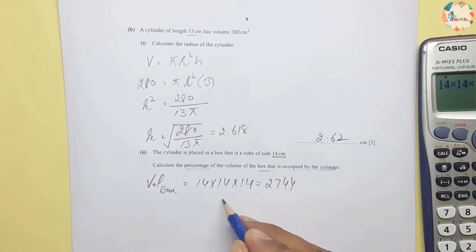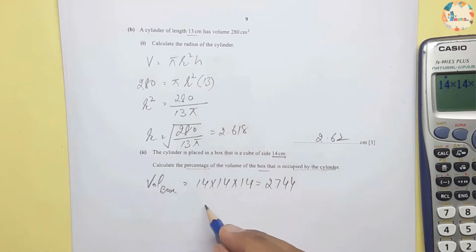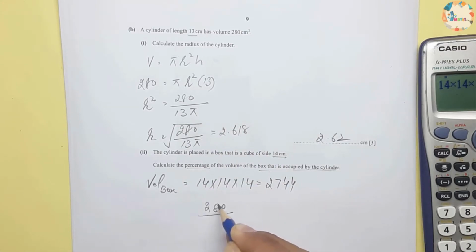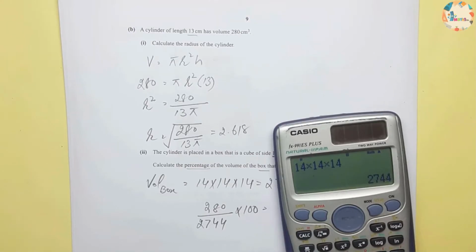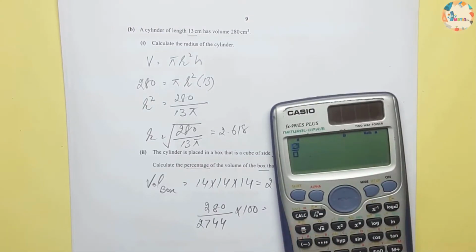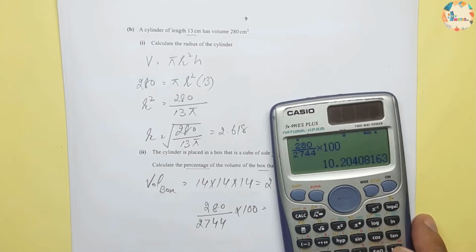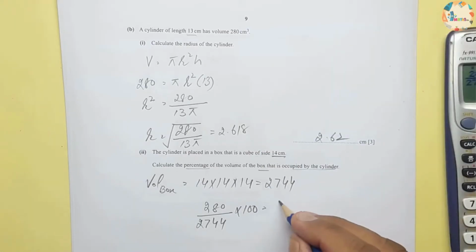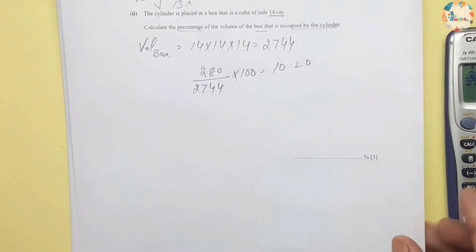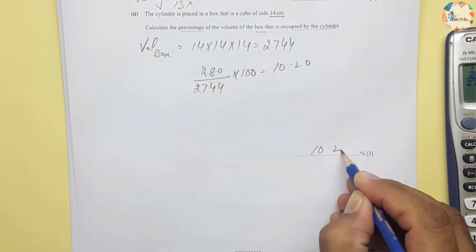So 280 is the volume of the cylinder. In the previous question it is given, so 280 divided by this total volume 2744 multiplied by 100 for percentage. So this can be calculated as 280 divided by 2744 and multiplied by 100. So this will be equal to 10.20. So we can write answer in form of percentage, 10.2%.